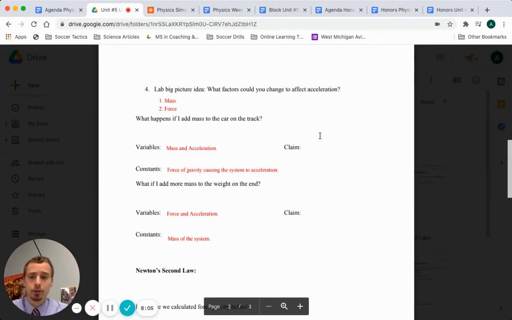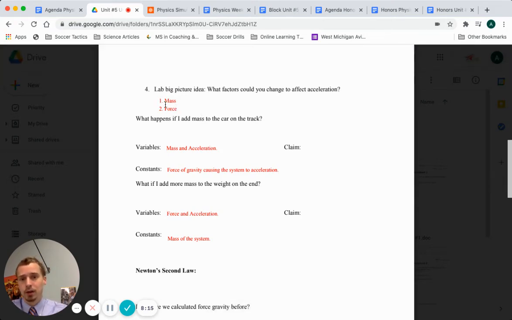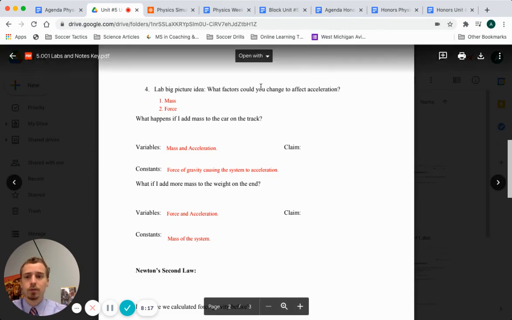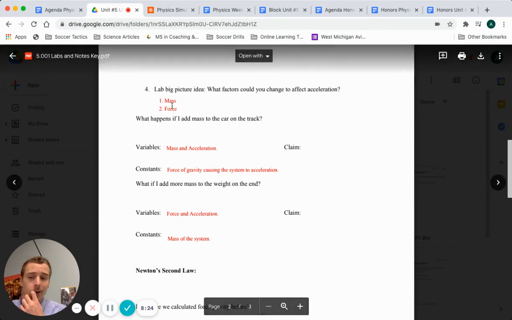So on the quiz, you guys were asked about the relationship between mass, force, and acceleration. The two main things that people in class are looking at is how mass affects the acceleration of an object and how the force applied to an object affects the acceleration of an object. So those are the two things that we're going to be looking at in the lab.